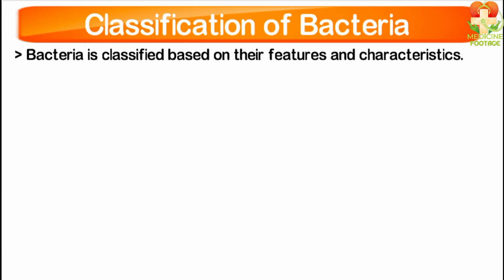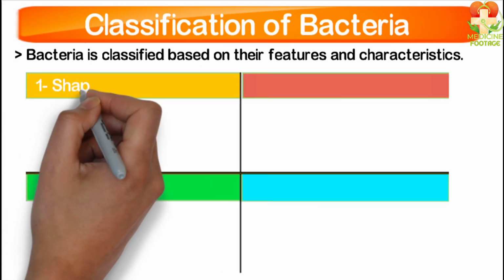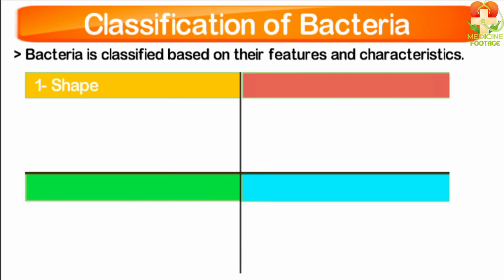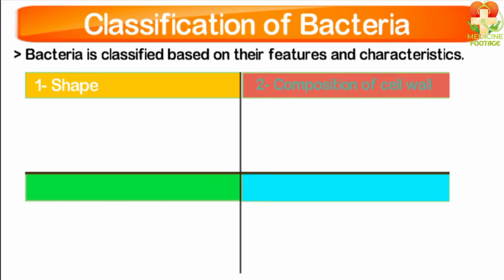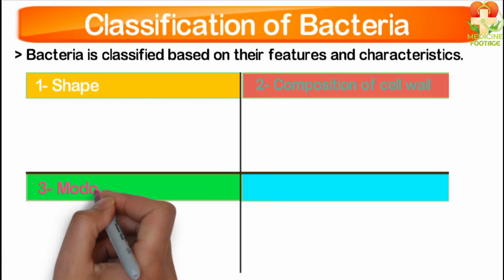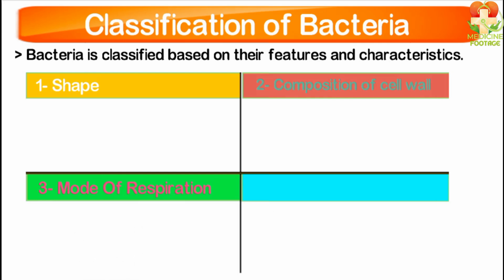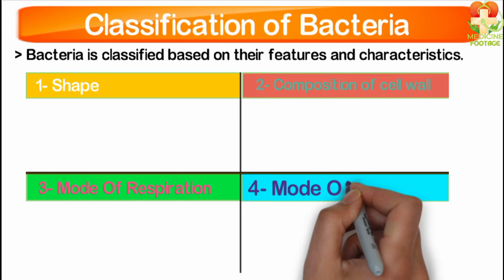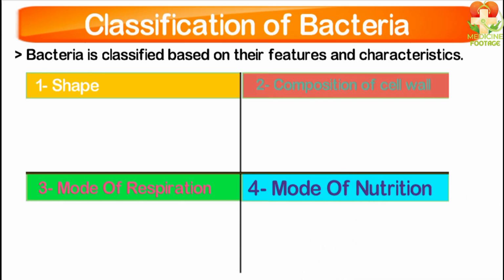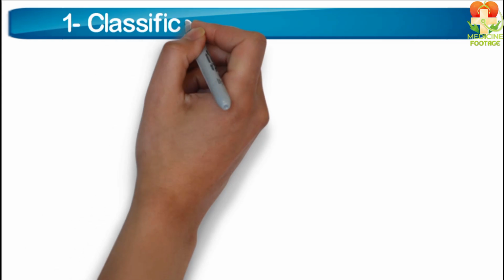The classification of bacteria is done based on the different features and characteristics of bacteria, such as on the basis of shape. After that, we will study the classification of bacteria based on the composition of the cell wall. Then we will study its classification on the basis of the mode of respiration. After that, the final classification we will study is on the basis of the mode of nutrition. So these are the 4 classifications of bacteria. Let's come to the first classification on the basis of shape.